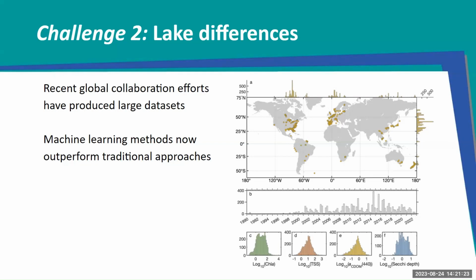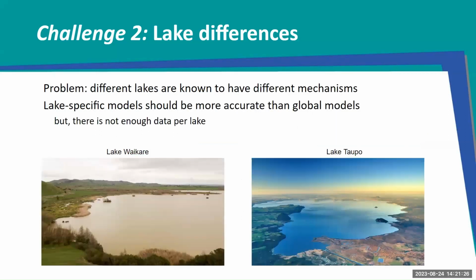Machine learning methods have started becoming more popular for this reason as well. The issue is that different lakes are known to have different mechanisms. For example, on the left, I've got Lake Waikare, which Vanessa just briefly mentioned, which unfortunately has become the poster child for a lake that's a bit dirty in my talks because it's very shallow. There's lots of fish jumping around and swirling things up. In contrast, you've got Lake Taupo, which is very deep, and the algae in there behaves entirely differently. So you can think that lake-specific models should be able to perform better than global models, to model these lake-specific characteristics.